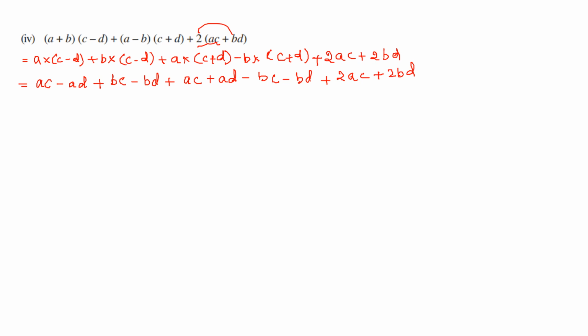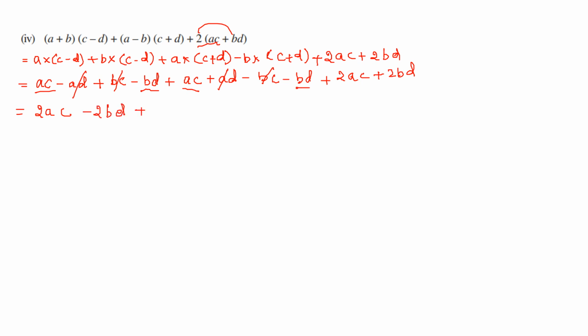Now let's simplify, if something you can reduce. So minus ad and plus ad will be 0. Plus bc and minus bc is also 0. Then after that you are left with ac plus ac, so this will give you 2ac. Then minus bd and minus bd will give you minus 2bd.